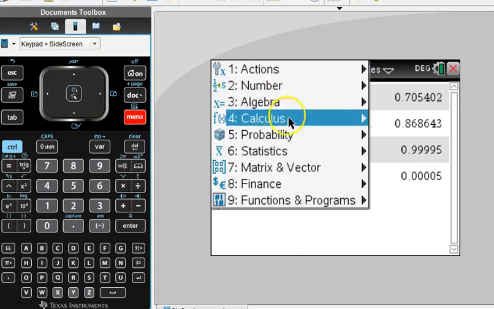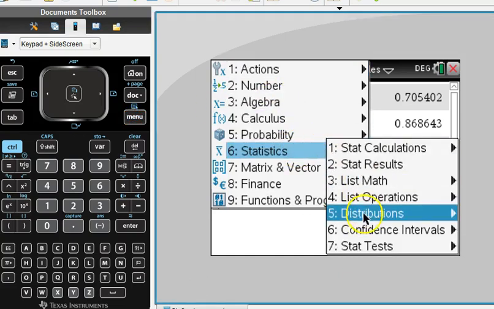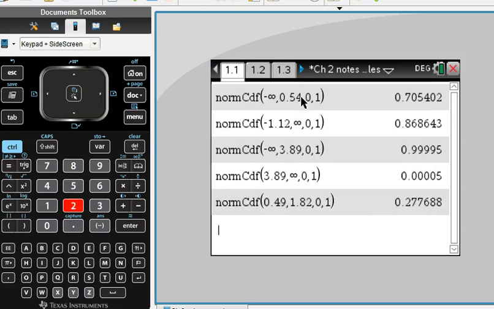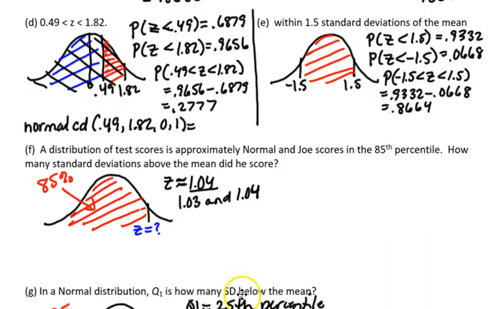So menu 652, and my left bound is 0.49, my right bound is 1.82, and all in one step 0.27777. Okay, you can round it to 4 decimal places is fine here. 0.2777 rounded. Okay. And then same thing here.